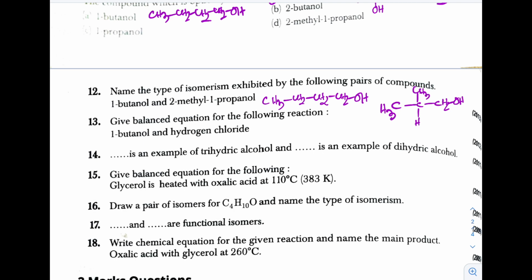So you see the structure of the chain is different. Nothing else is different. Everything is the same. The functional group is the same. The position of the functional group is the same. So only the chain length, the structure of the chain, is different. This is a straight chain and this is a branched chain. So they are chain isomers of each other. They will show chain isomerism.